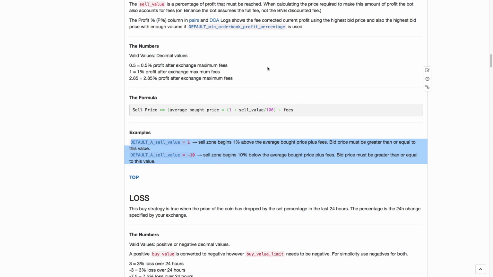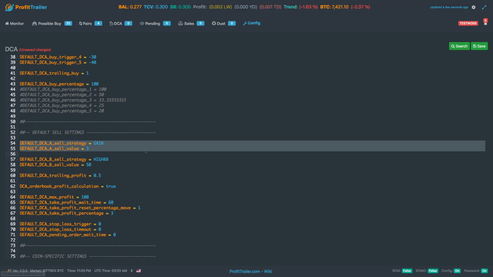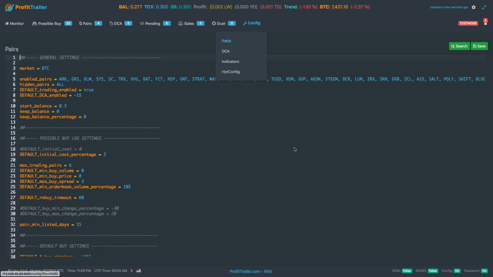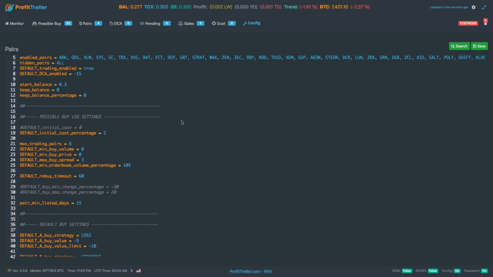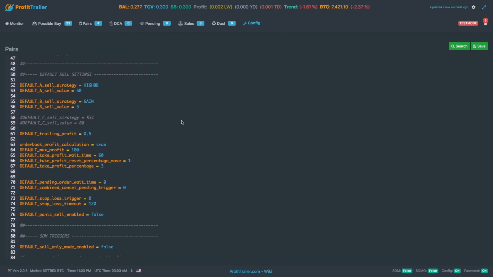So these are some examples of how it's going to actually function. Let's go take a look back here on the pairs config. If we go back over to config, pairs, yes, we want to leave this page. And we see here in the default sell setting, since we're looking at gain, I've got mine set for a value of 3.